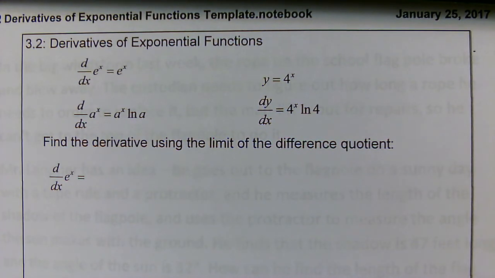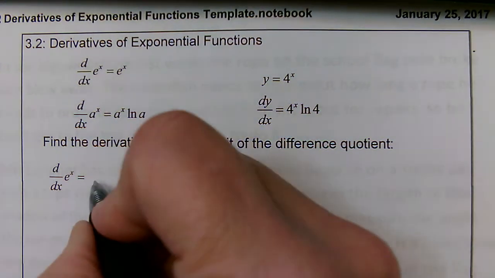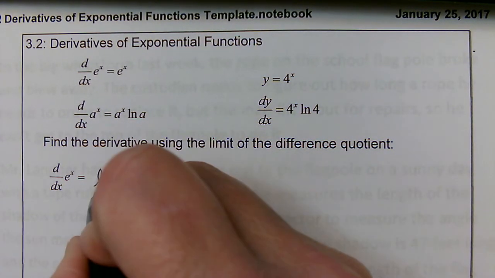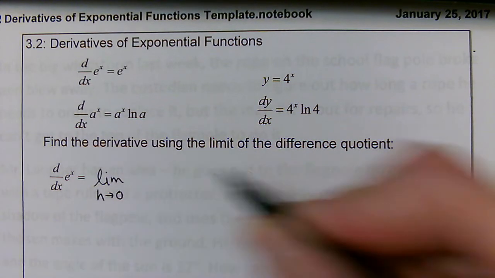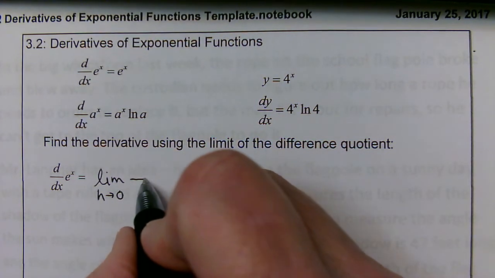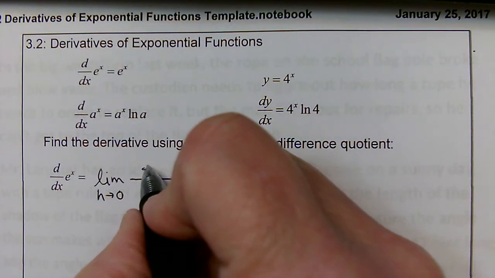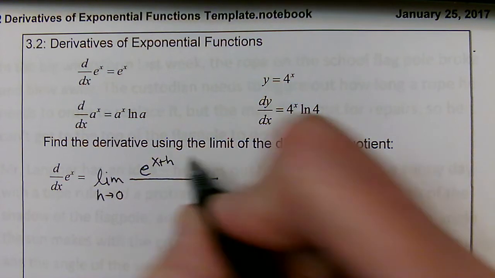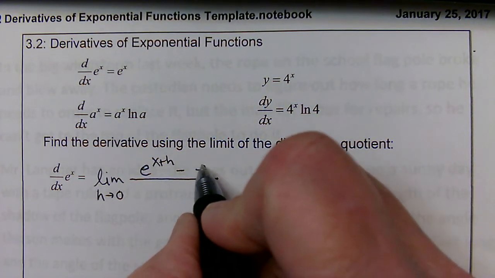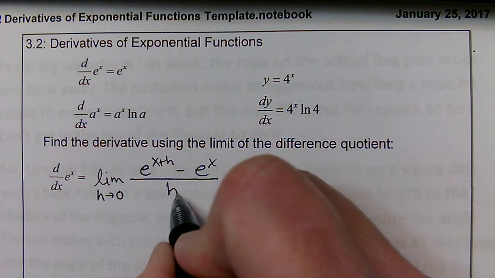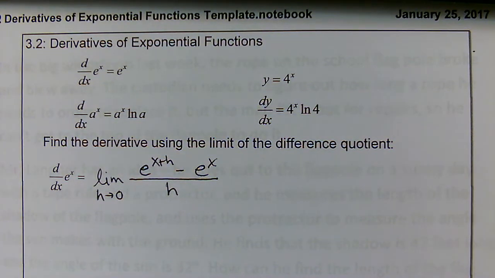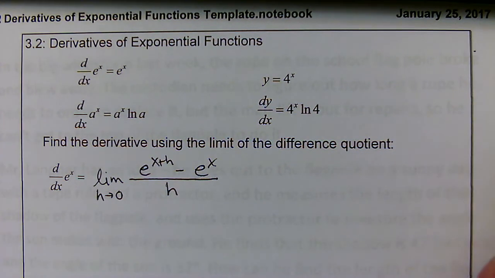Now, it may be a little hard to just accept that the derivative of e to the x is itself. So let's try to use the limit of the difference quotient, the definition of a derivative: the limit as h approaches 0 of f of x plus h, which would be e to the x plus h, minus f of x, which is e to the x, over h. Now remember, what we try to do is see if we can simplify this so that we can cancel the h out of the denominator and plug 0 in for h.